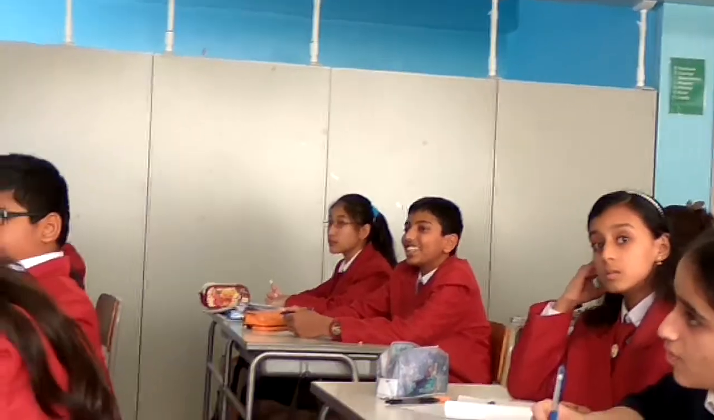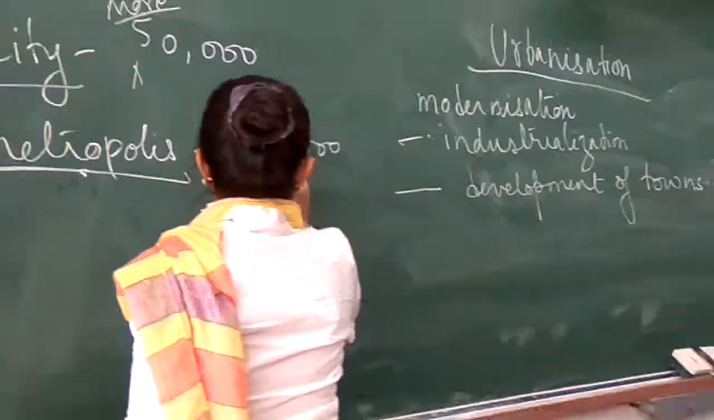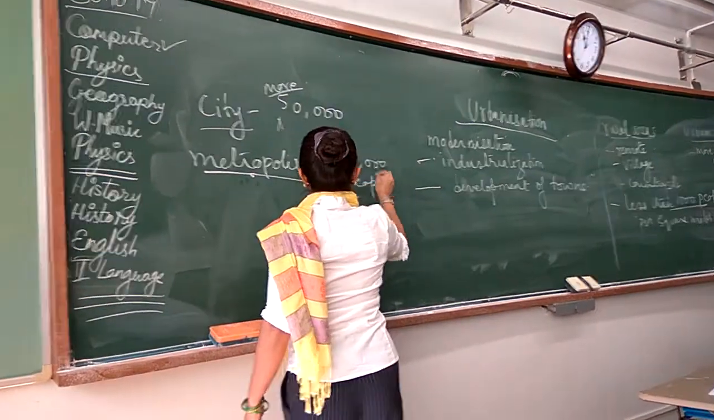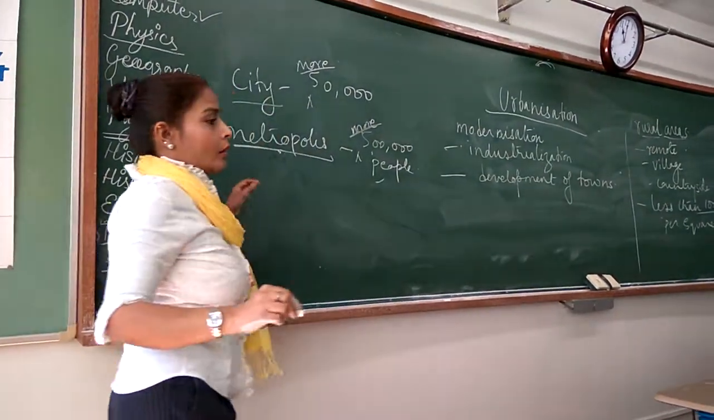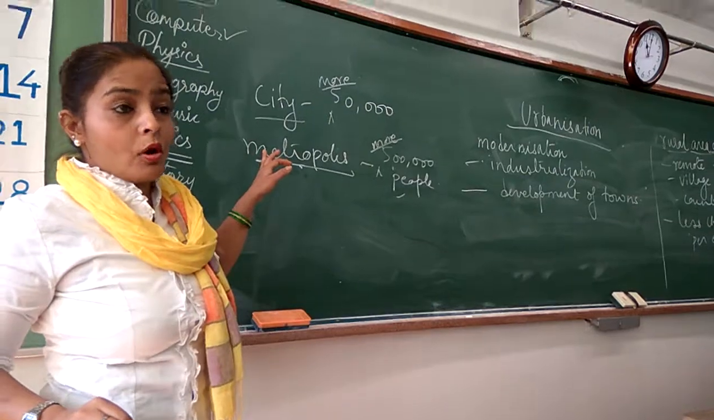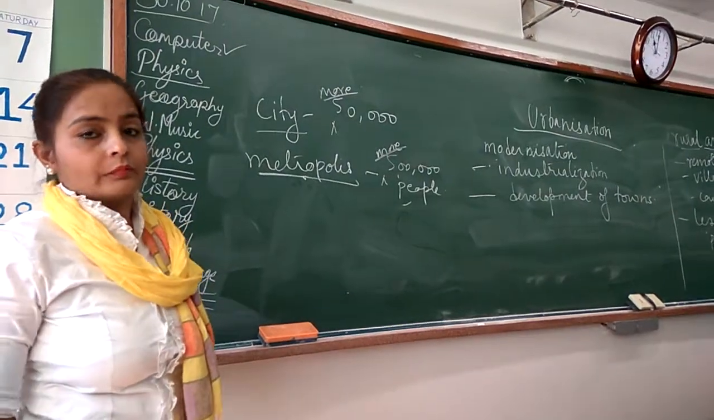More than 500,000 people living in an area, then we call it a metropolis. Fine? Ma'am, is this per square mile?